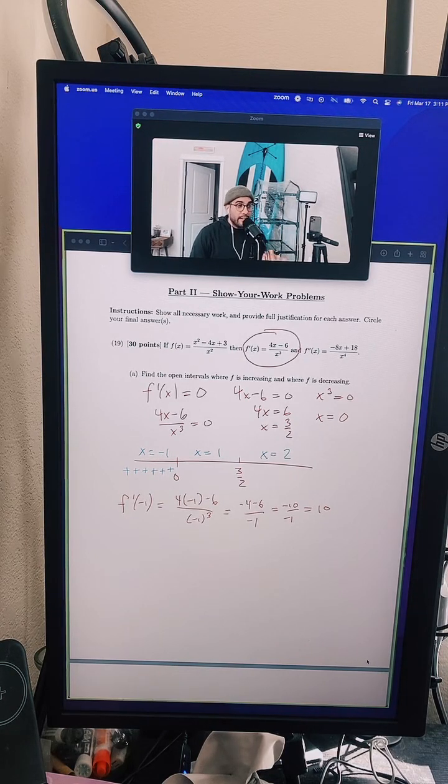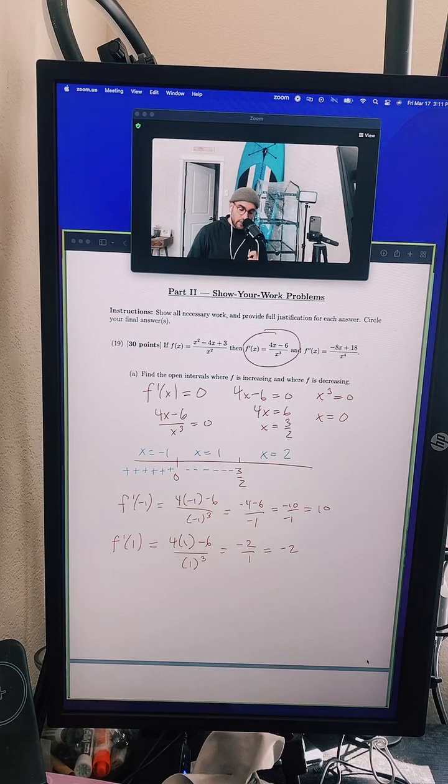All right, now we've got to test 1. So I'm going to go ahead and plug it into the derivative. 4 times 1 minus 6 over 1 cubed. That looks like it's -2 over 1, which is -2, is negative. So in the number line, I'm going to put a minus there.